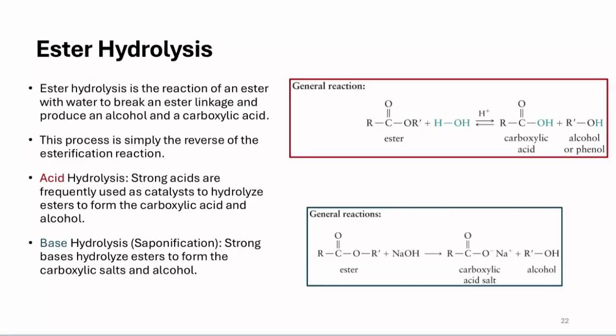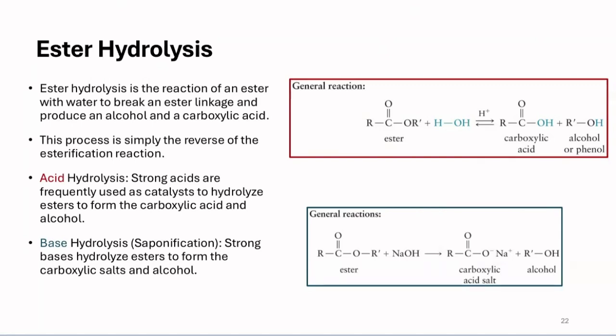Now let's look at the hydrolysis of esters. Esters can be hydrolyzed in the presence of acid or in the presence of base. In acid hydrolysis, we are going to utilize strong acids, and they are going to be the catalyst in order to take esters to form carboxylic acids and alcohols.